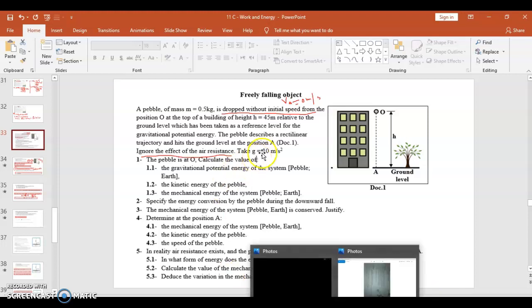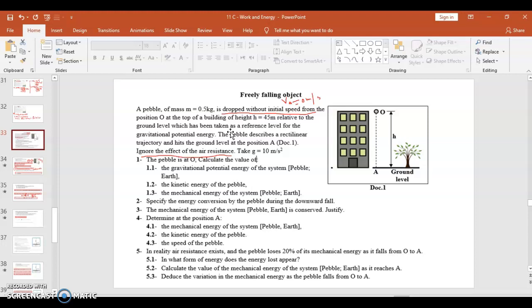So a pebble of mass m equals 0.5 kilograms is dropped without initial speed from the position O at the top of a building of height h equal 45 meters relative to the ground level, which has been taken as a reference level for the gravitational potential energy. The pebble describes a rectilinear trajectory and hits the ground level at the position A. Ignore the effect of the air resistance. Take g equal 10 meters per second squared.